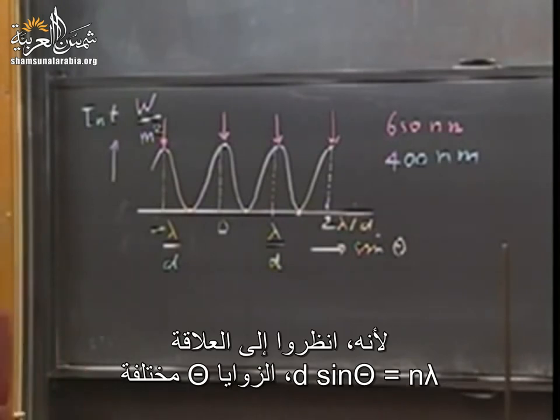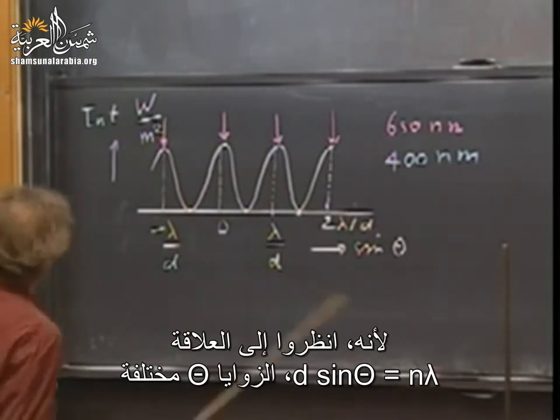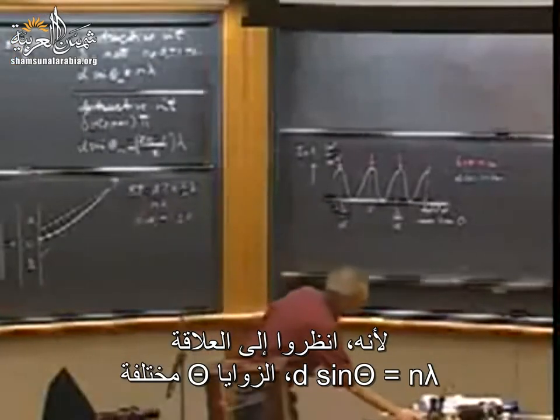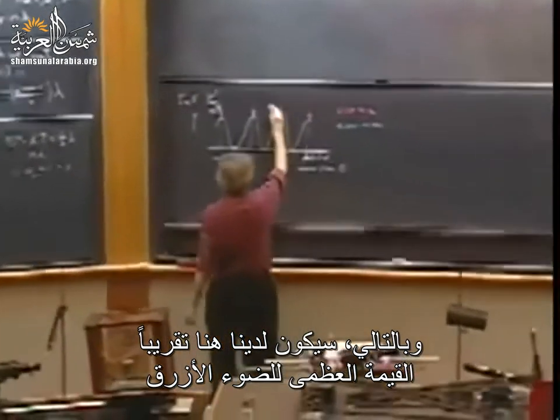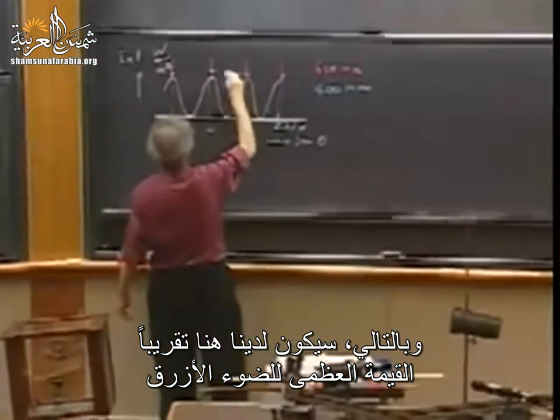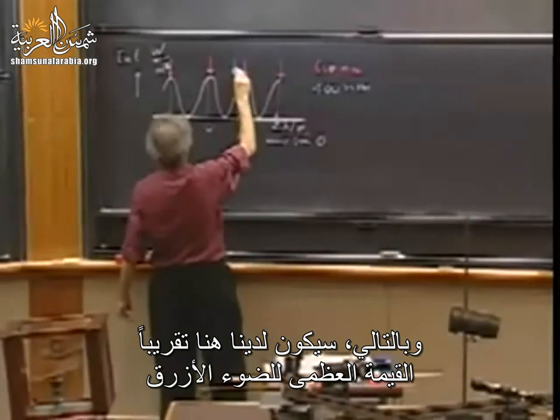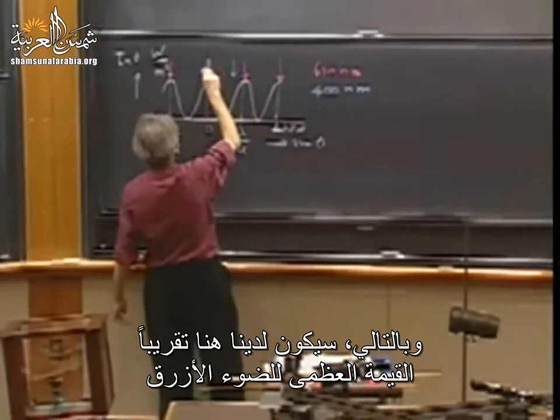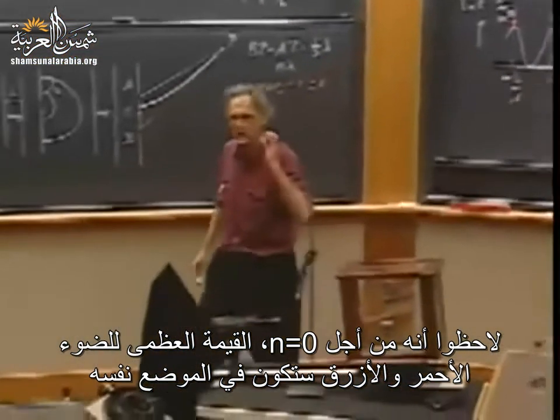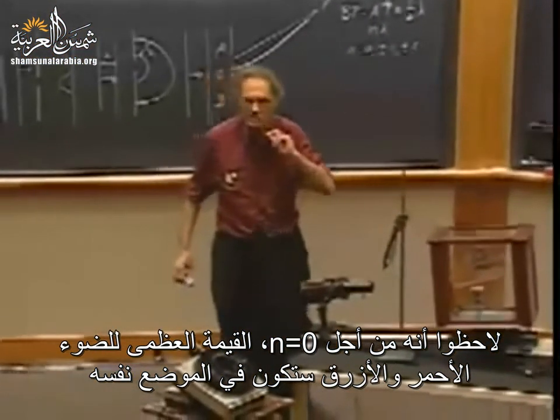Because look at the relationship. d sine theta is n times lambda. And so the angles of theta are different. And so you would get here roughly, it's about 2/3 down the way. Yeah, you will get here roughly the maximum for blue. You would get here the maximum for blue. Notice that for n equals 0, the red and the blue have the maximum at the same location.